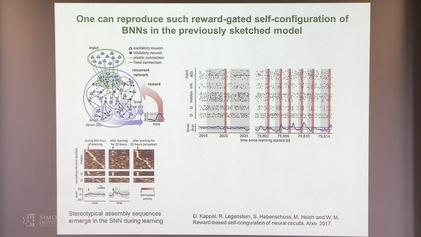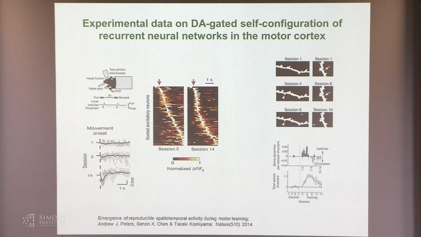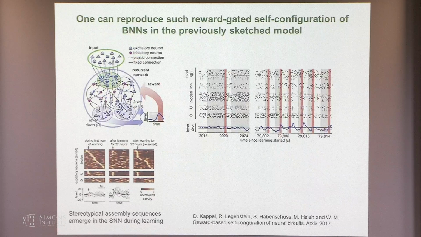The reward is indicated by red. And after several hours of learning, it learned to do this quite efficiently and fast, with occasional failures. So one sees that reward-based learning in this stochastic context can reproduce, on the level of emergent network computation, these results which were recorded, and one can also see similar assembly sequences emerge.